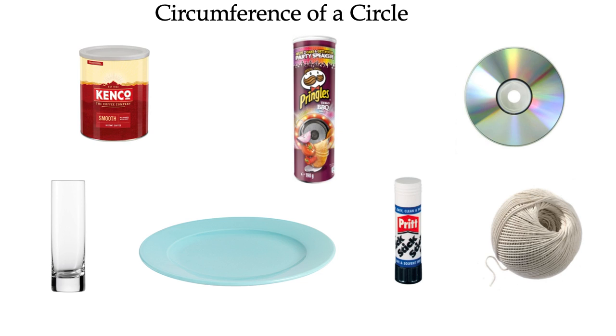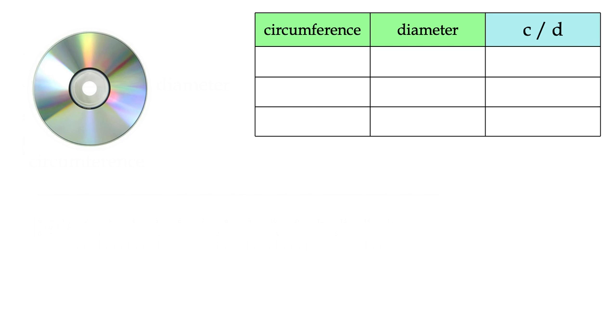Okay, so I'm assuming that you've got your things, and so what I'm going to do is show you what we need to do. I want you on a bit of paper to make a table, something like this. Okay, again, pause it if you need to. And you're going to then take one of the objects. I've taken a CD here, and we're going to measure two distances on the shape.